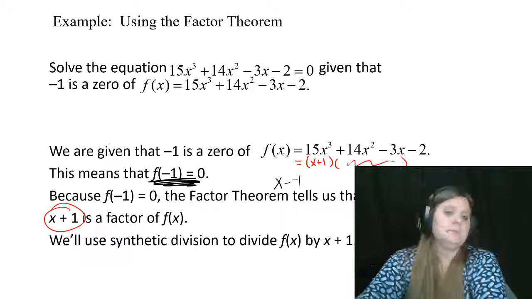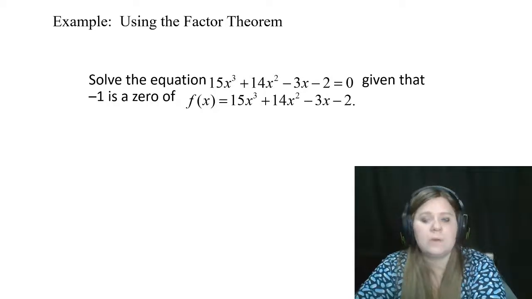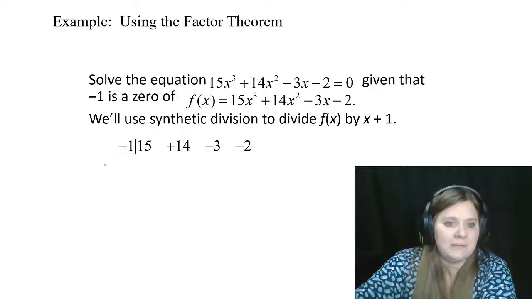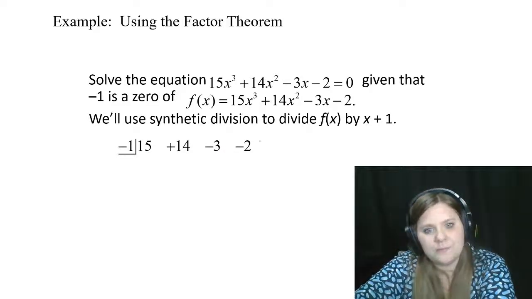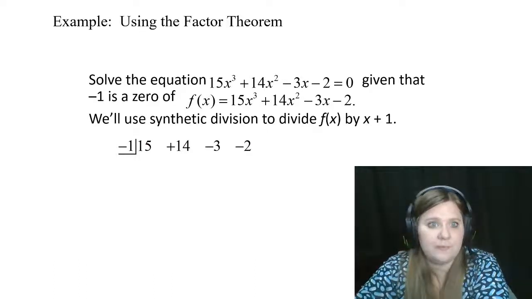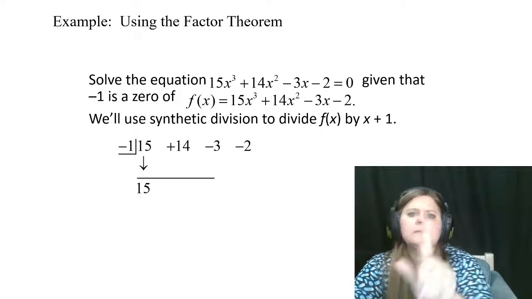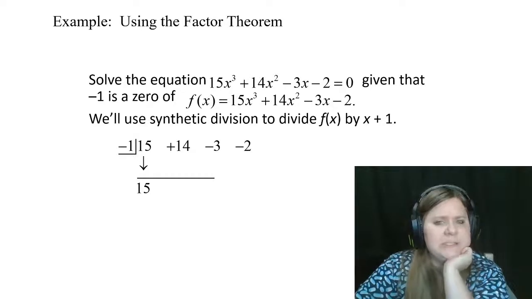Okay? So first of all, what we're going to do? Well, we're going to use synthetic division because we can. And we're going to plug -1 into my box because, again, that's my 0. I write out my coefficients, which are 15, 14, -3, and -2. I carry down my 15. You know what? Try this on your own. Pause the video. See if you can finish the synthetic division.